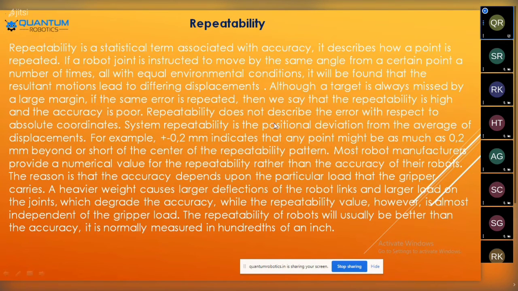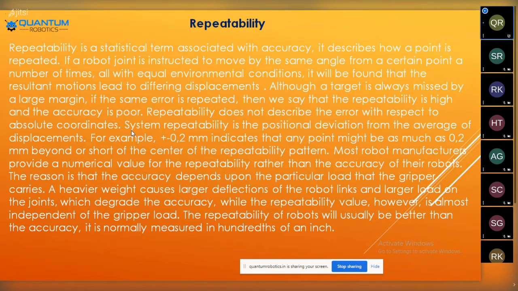And repeatability does not describe the error with respect to the absolute coordinates. Repeatability never describes the error in a particular dimension of a displacement area and particular coordinates. It will only give the absolute coordinates for us for detecting that particular task.